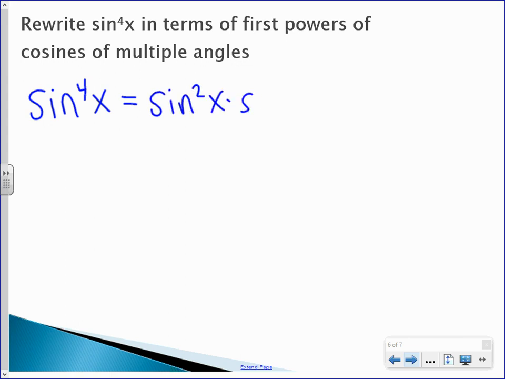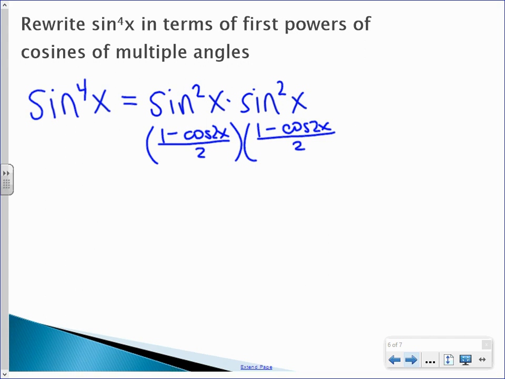Sine squared x, sine squared x. Good. Okay. So now we can apply the power reducing formula to each of the sine squares. Let me make sure I remember right. So we have (1 minus cosine of 2x) over 2 times (1 minus cosine of 2x) all over 2.